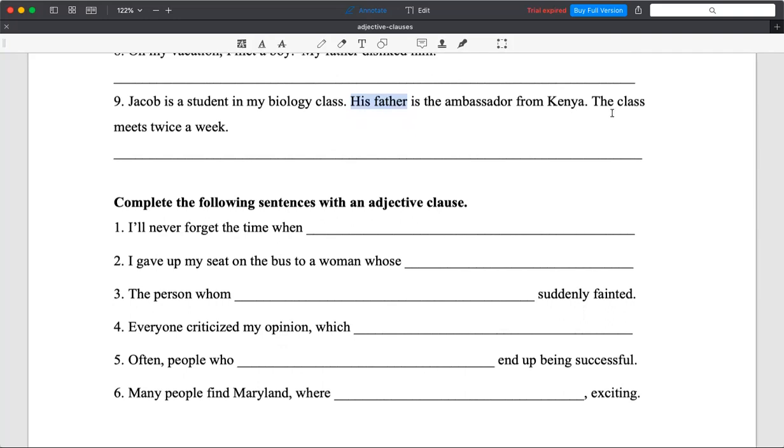where or when, because twice a week is a time, right? When the class meets twice a week. So once again, Jacob is a student in my biology class whose father is an ambassador from Kenya, when the class meets twice a week, for example.